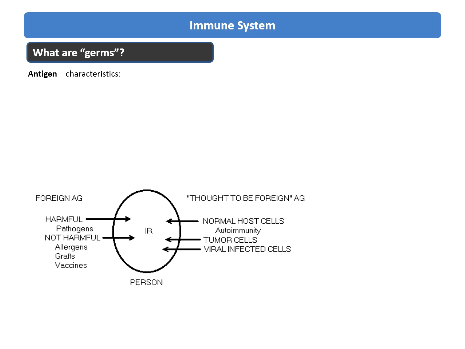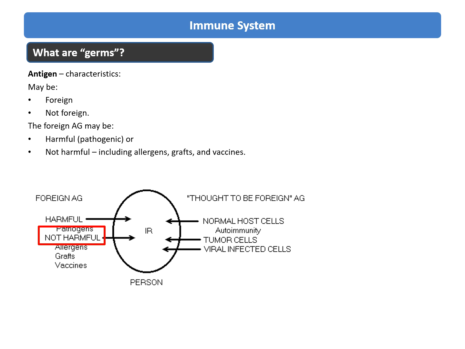Let's look at some of the characteristics of an antigen. Antigens are actually quite a bit more complicated than simply a foreign protein. An antigen may be foreign, or your immune system may think it's foreign. The foreign antigen may be harmful, as in a pathogen, or it may not be harmful. This includes allergens. An allergen is a substance that you're allergic to. It includes grafts. That's another name for transplanted tissue.